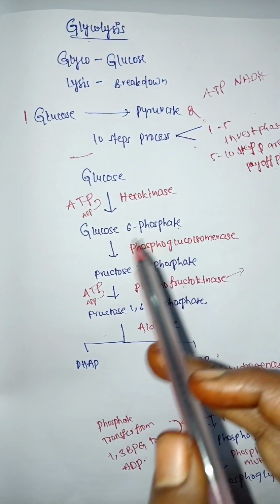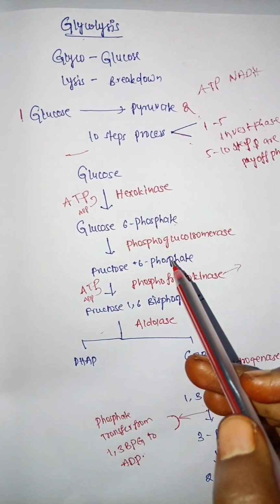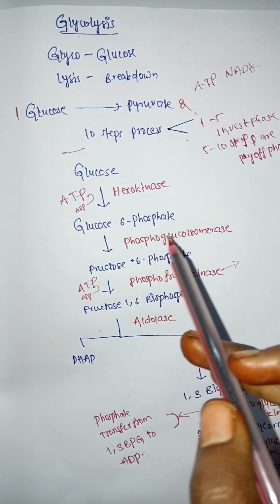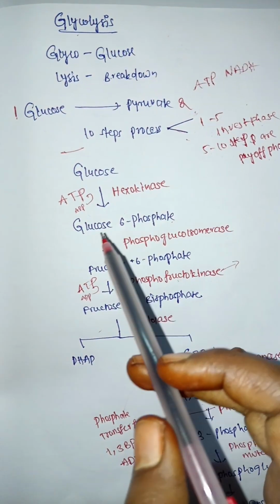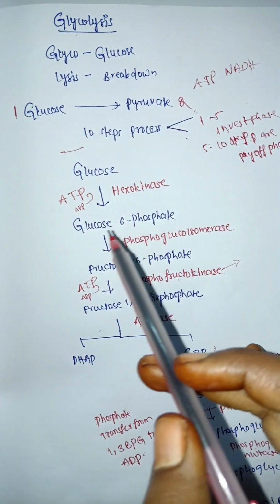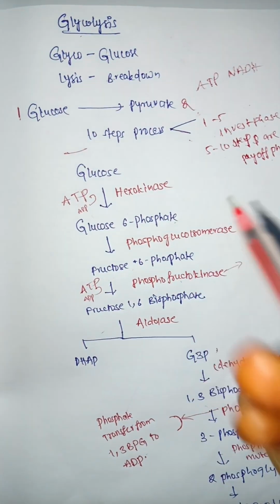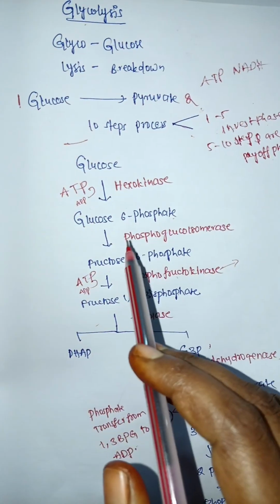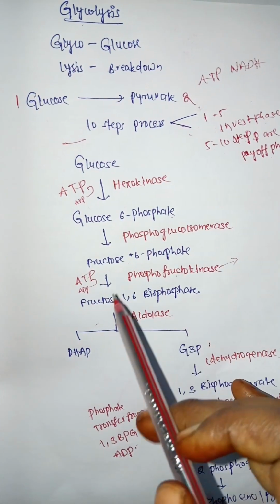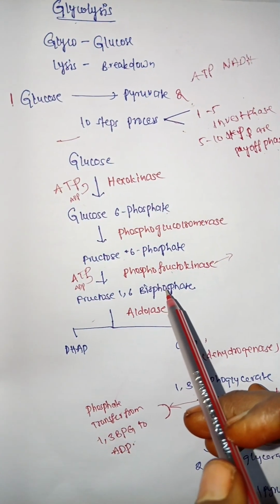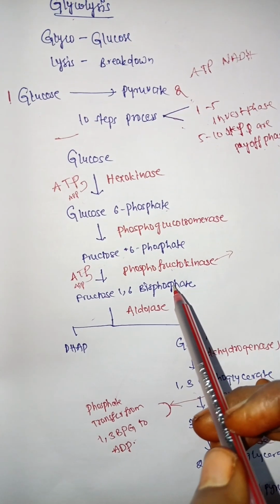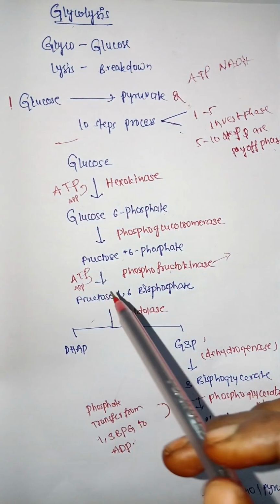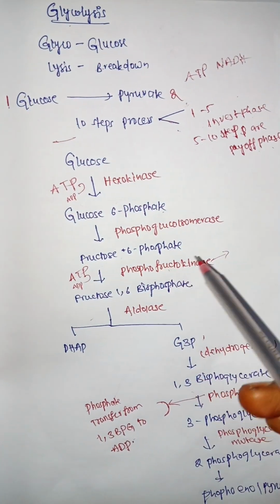Glucose 6-phosphate is converted into fructose 6-phosphate via the enzyme phosphoglucoisomerase. These two are isomers. There is no change in the phosphate number, and no change in the carbon number. Next, fructose 6-phosphate is converted into fructose 1,6-bisphosphate. Here, one more phosphate is added. This phosphate is donated by ATP and added by the phosphofructokinase enzyme.